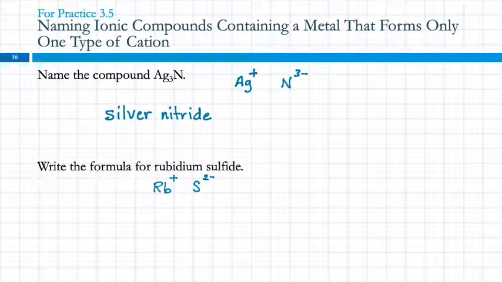And then I'd figure out what combination of those two, I'm looking for the smallest combination that'll give me a neutral compound. I need 2 rubidiums to 1 sulfur. So this is going to be Rb2S. Any questions?